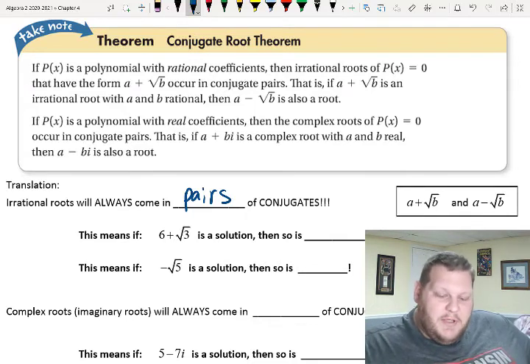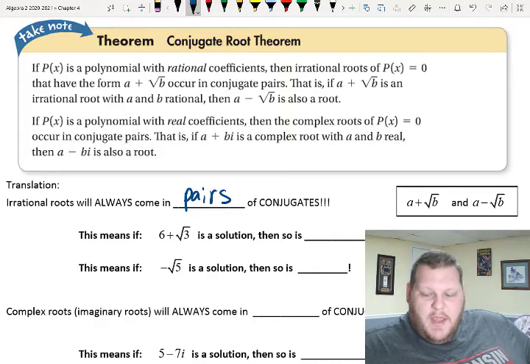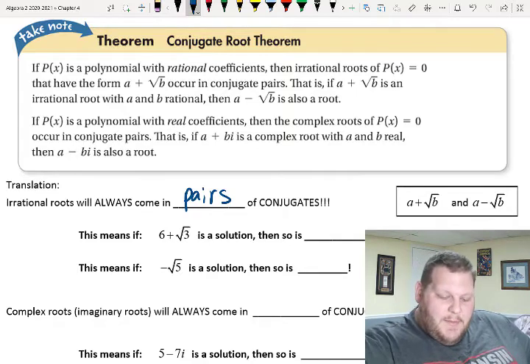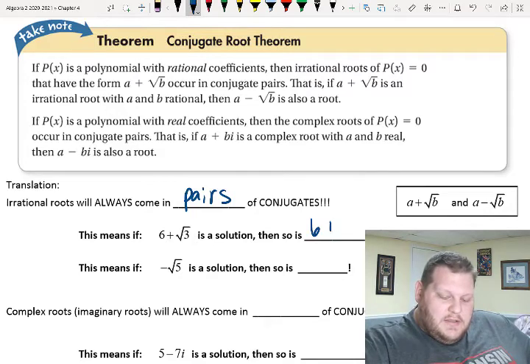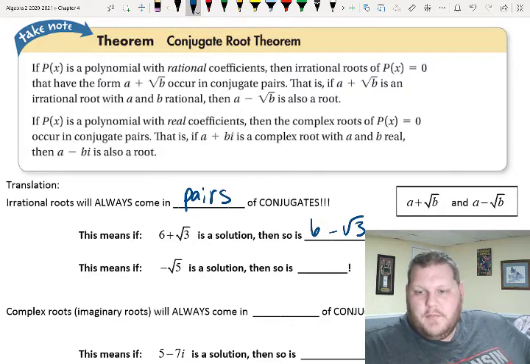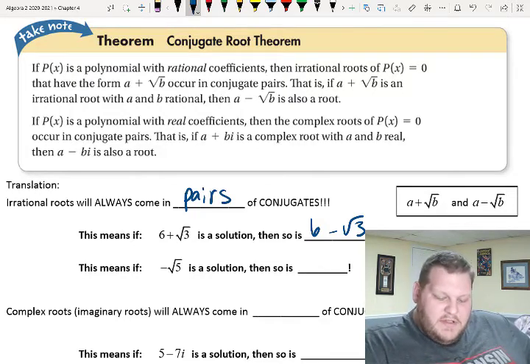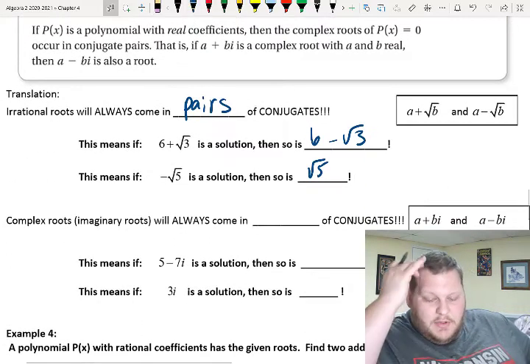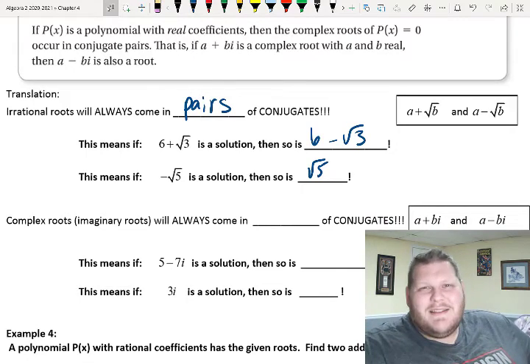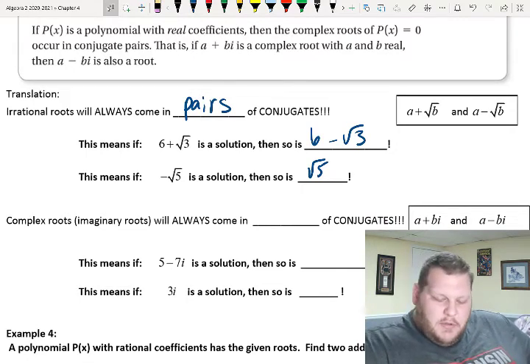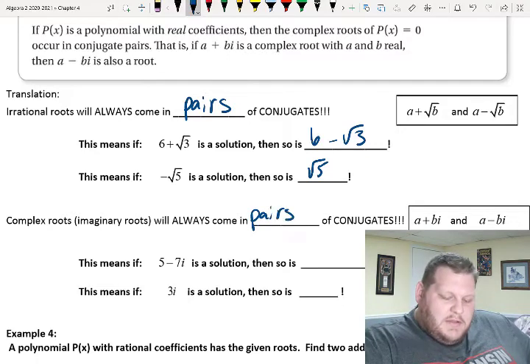So if I have a plus the square root of b, I also have a minus the square root of b. That means if I know 6 plus the square root of 3 is a solution, then 6 minus the square root of 3 also has to be a solution. Or if negative square root of 5 is a solution, positive square root of 5 is a solution. The same thing happens with our complex roots, our imaginaries, because we know that i represents the square root of negative 1, so it's really the same thing, still dealing with square roots. They also come in pairs.